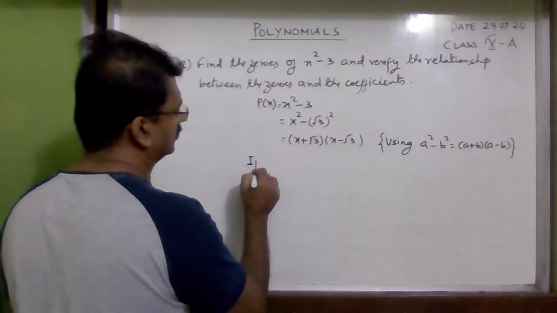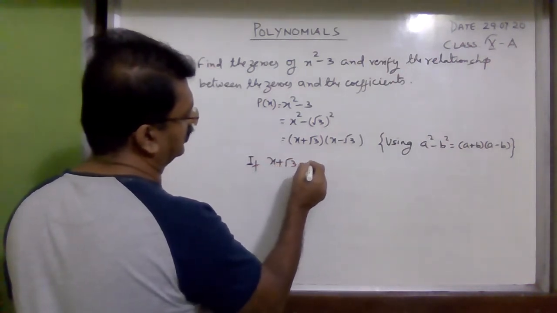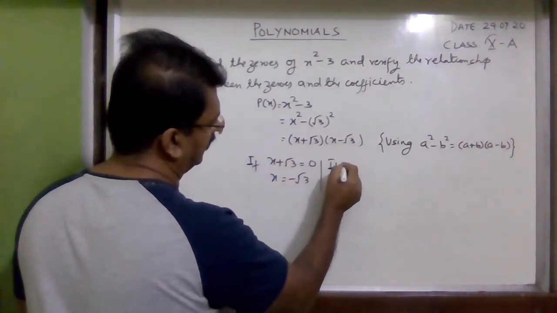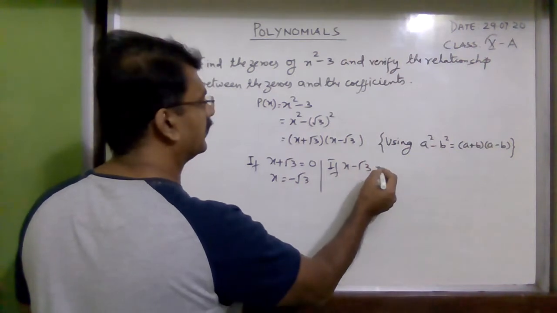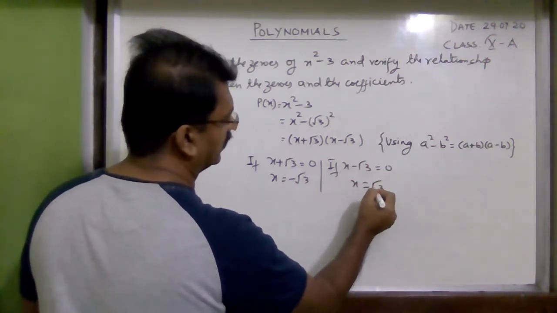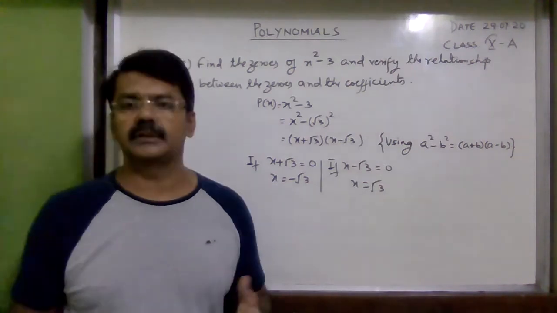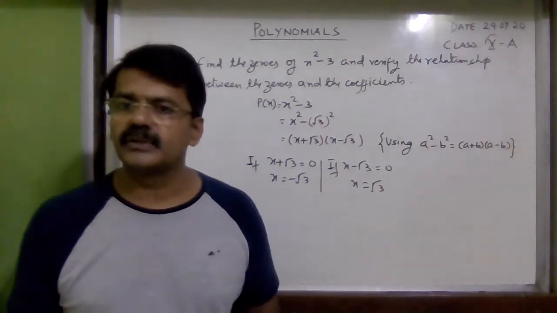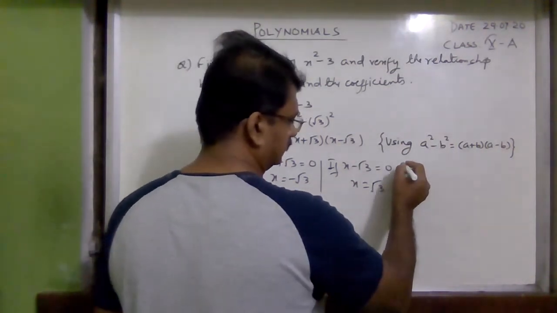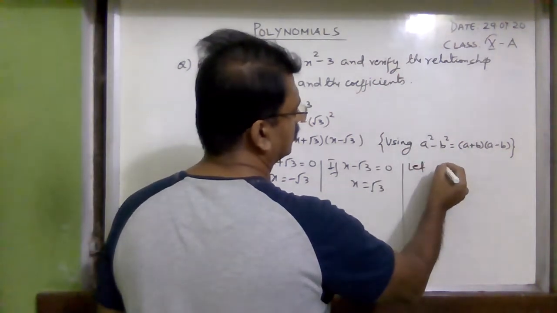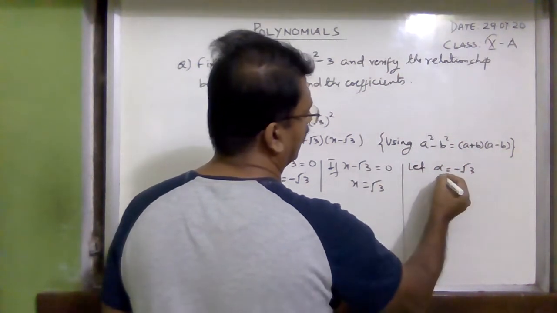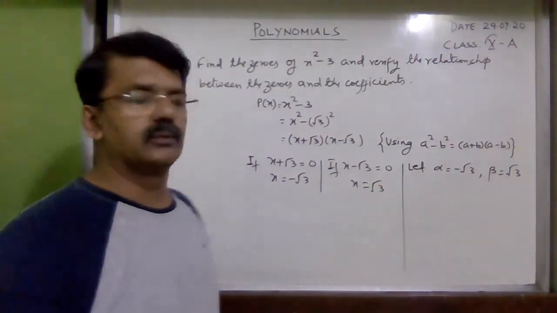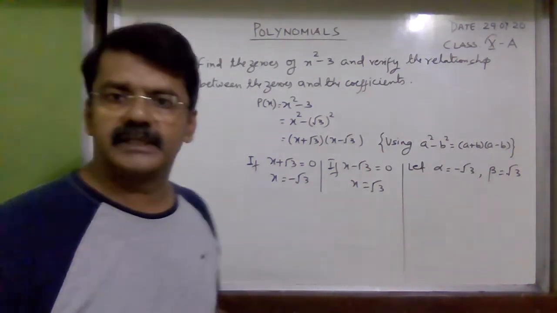Now if x plus root 3 is equal to 0, then x is equal to minus root 3. If x minus root 3 is equal to 0, then x is equal to root 3. So these are the two zeros of the given quadratic polynomial, minus root 3 and root 3. Now let alpha be equal to minus root 3 and beta equal to root 3. As I told you earlier, you can take alpha as root 3 and beta as minus root 3. It will be the same.